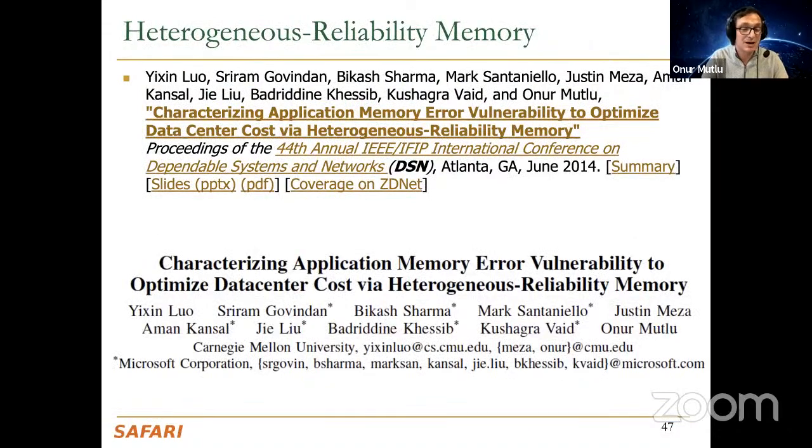This is another example from our own research where you can distinguish between different error vulnerabilities of different data structures and communicate the error vulnerability of different data structures to the system such that you can map these data structures to different types of memory in terms of their reliability characteristics. So I think that's very interesting, and you can read the paper for more detail.